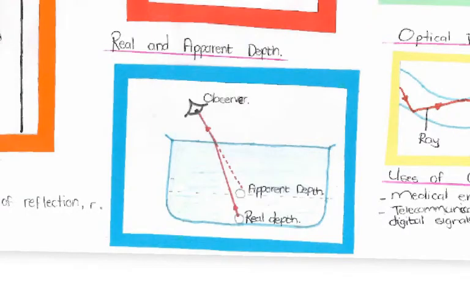Now we are moving to real and apparent depth. We can use a more general example that occurs in our daily lives. When we observe things underwater, we see them closer to our eyes than they really are. We call this the apparent depth. Here in our drawing, we have a little ball at its real depth.